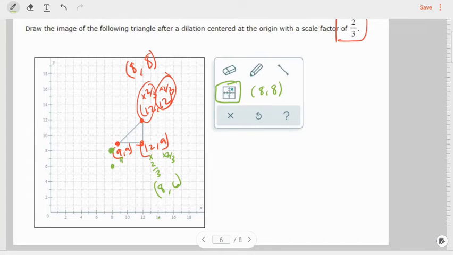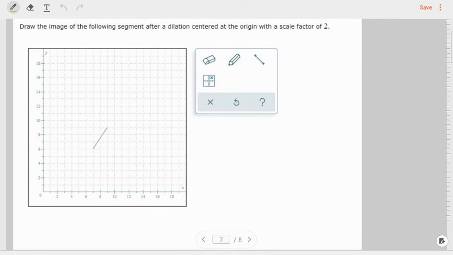And 2/3 times 9, we've already done that. So this is 6, 6. So there is my 2/3 smaller triangle. And it is smaller. Dilations, if it's centered about the origin, are always going to get closer to my origin. Now draw my figure with a scale factor of 2. So this time it's going to get bigger, and because it's getting bigger, it's going to slide away from my origin. So I always transform my 2 endpoints.